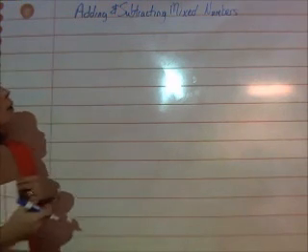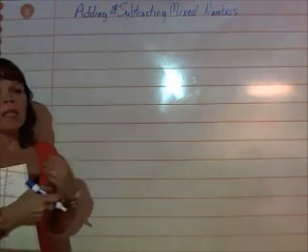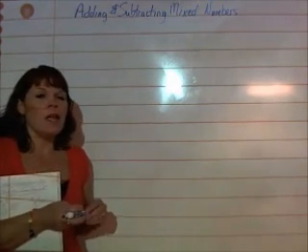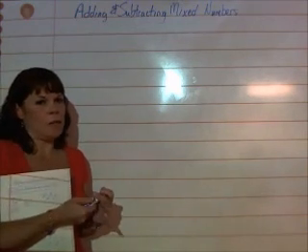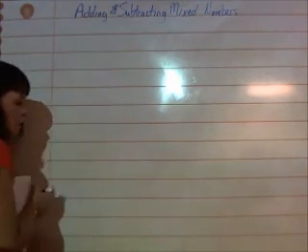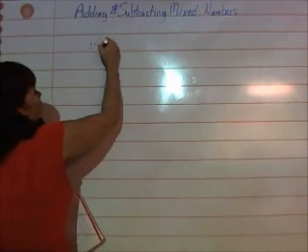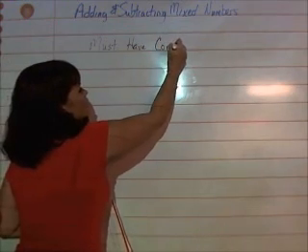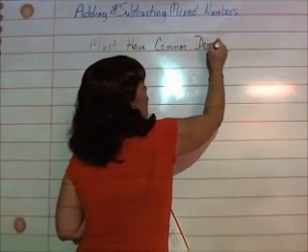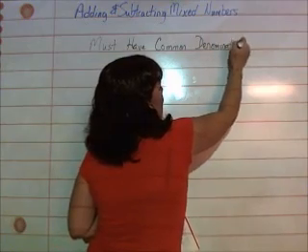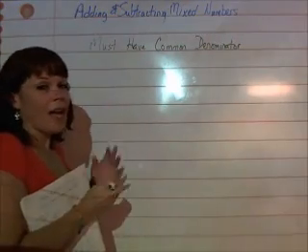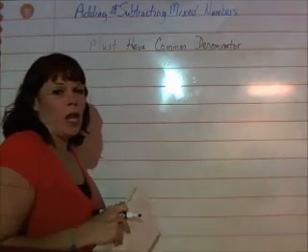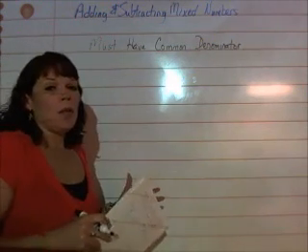Now, one thing you have to remember when you're adding and subtracting with mixed numbers, it's very similar to adding and subtracting with just regular fractions. The number one rule: you must have a common denominator. The main thing is that you have to have a common denominator when you're adding or subtracting fractions or mixed numbers. Let's go ahead and do a couple of examples.